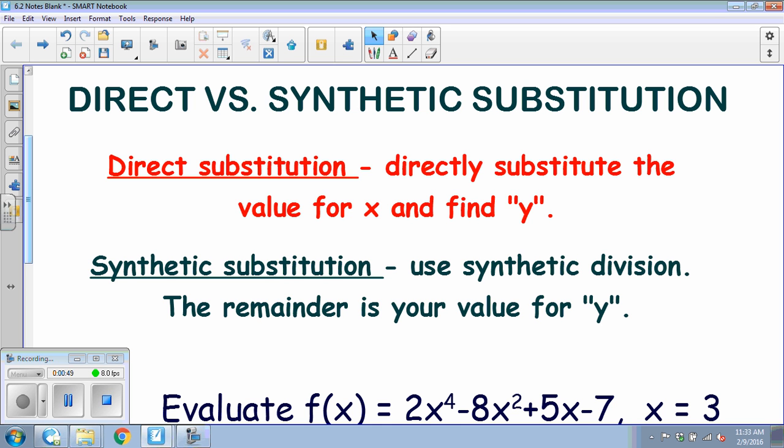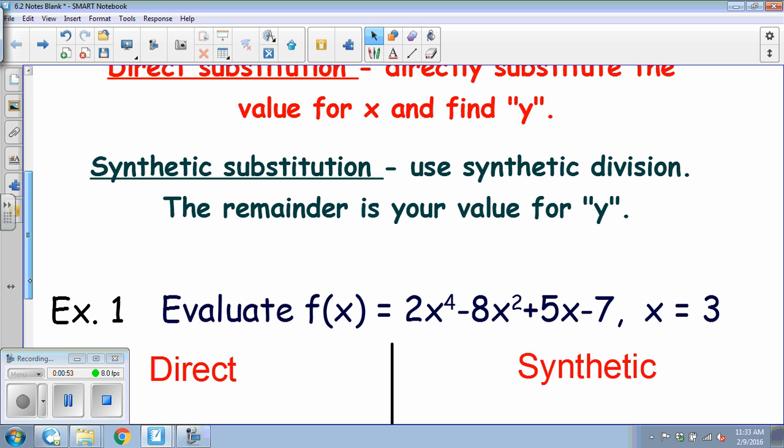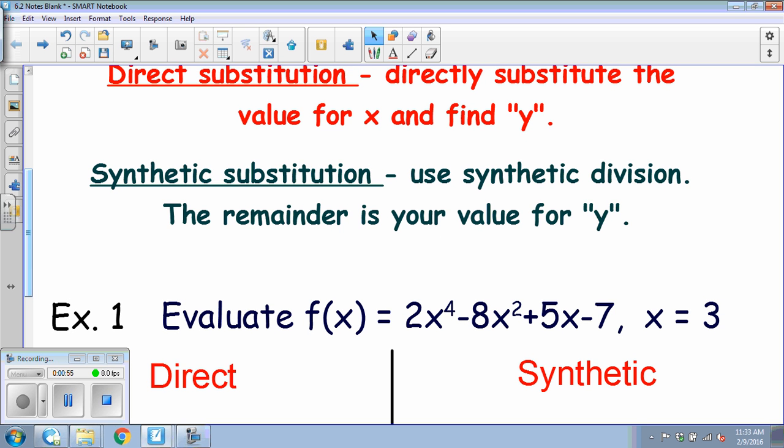So our first example is we have to evaluate this function. F of x equals 2x to the fourth minus 8x squared plus 5x minus 7. And we have to evaluate at the point x equals 3. Now, keep this straight in your mind. They're not telling us that x equals 3 is the solution. They're just wanting us to tell them what is y when x equals 3.